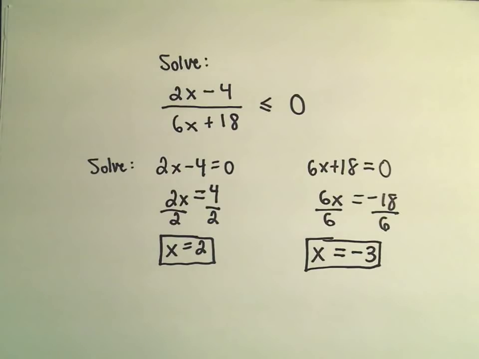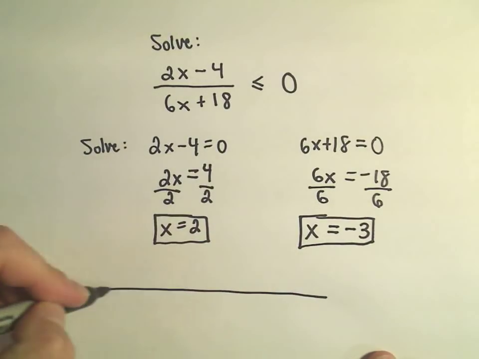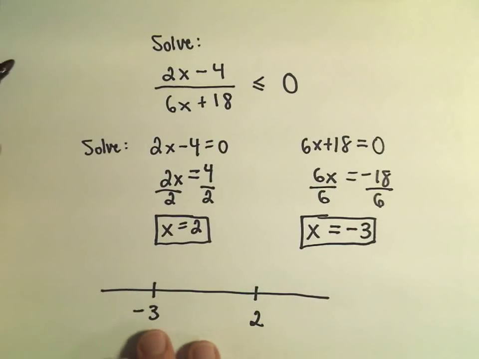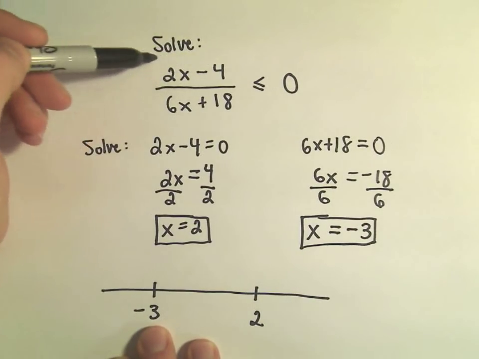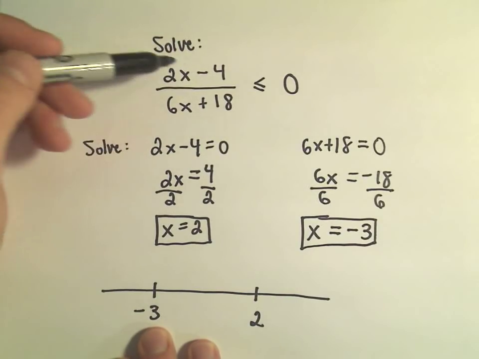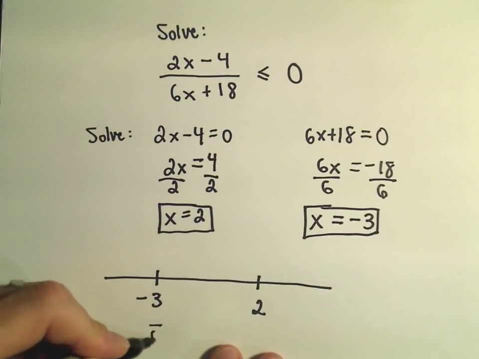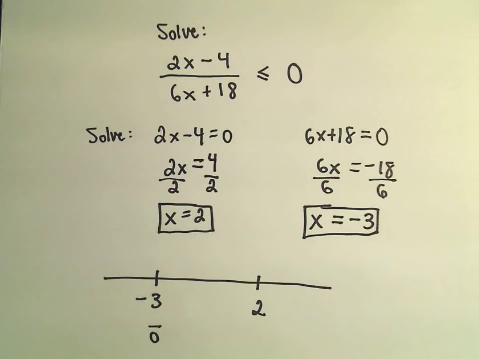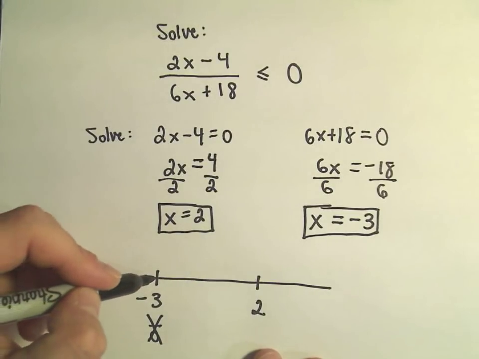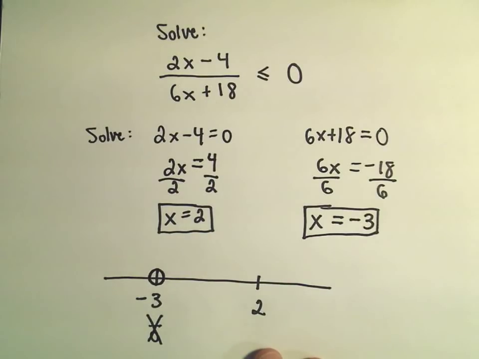Okay, so now we've done step 2, and what I'm going to do now is put these numbers on my number line and then test them. First off, notice if you plug negative 3 into this rational expression on the left, we're going to get 0 in the denominator. If you get 0 in the denominator of a fraction, that's undefined. It's not a number. So negative 3 simply cannot be a solution, and I'm going to put a big open circle there to indicate it doesn't work.